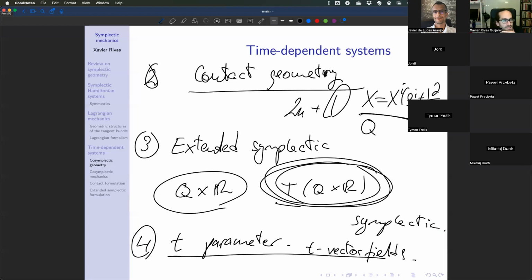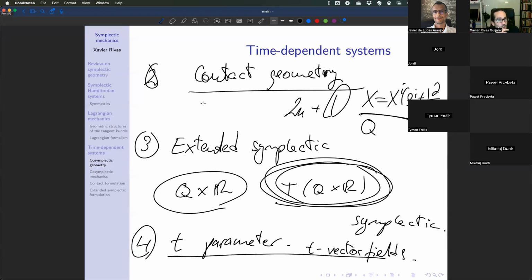Are these approaches equivalent? Yeah, I think so. I haven't worked with all of them. I've worked mostly with the cosymplectic one, but I think they are. Yeah, they are not equivalent. No, they are not, Javi.